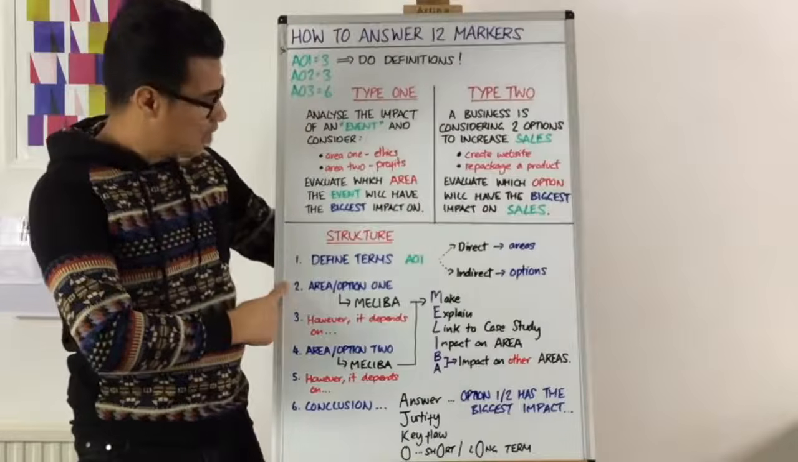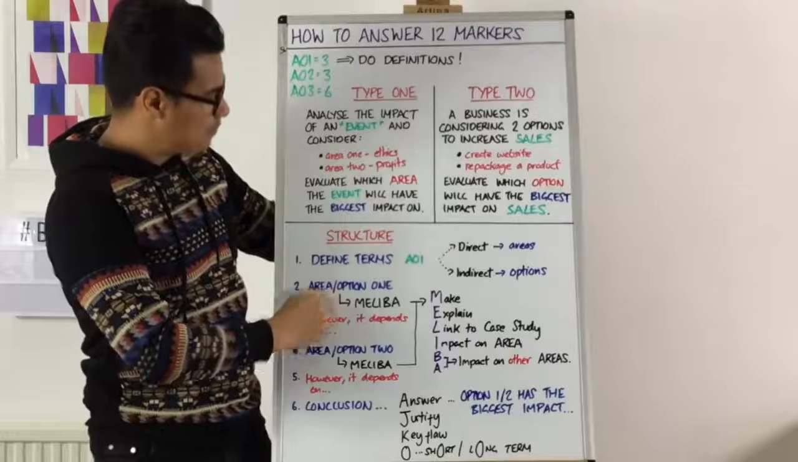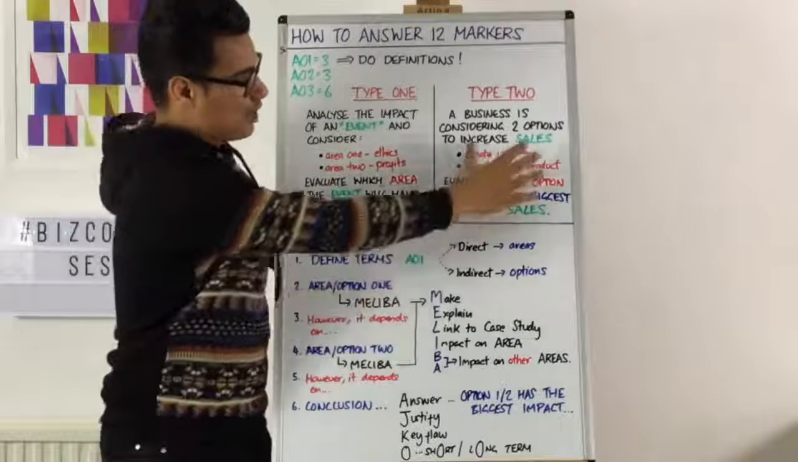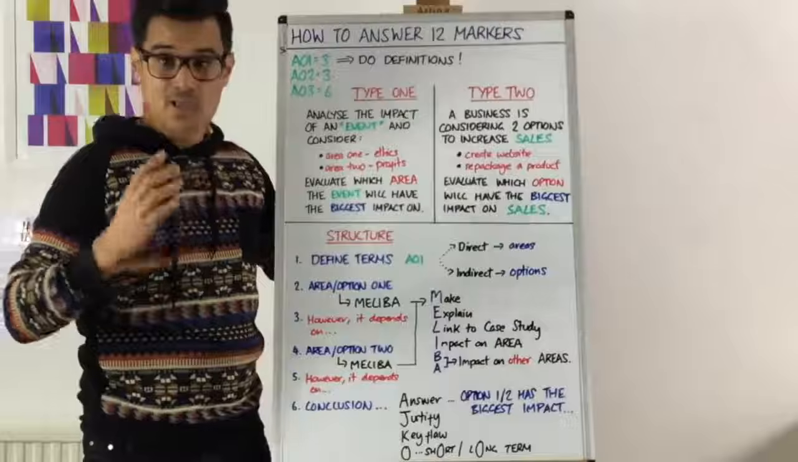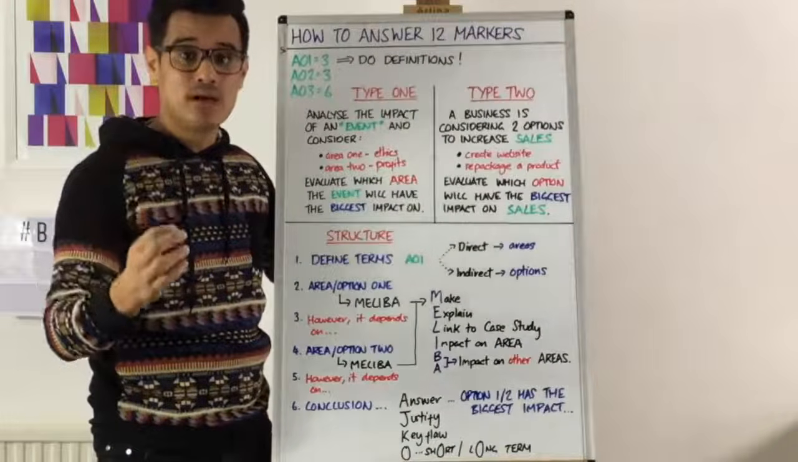Step 2 is, regardless if it's type 1 or type 2, you need to take area 1, if it's this type of question, or option 1, if it's this type of question, and start working on one of them. The approach I suggest is MELIBA.